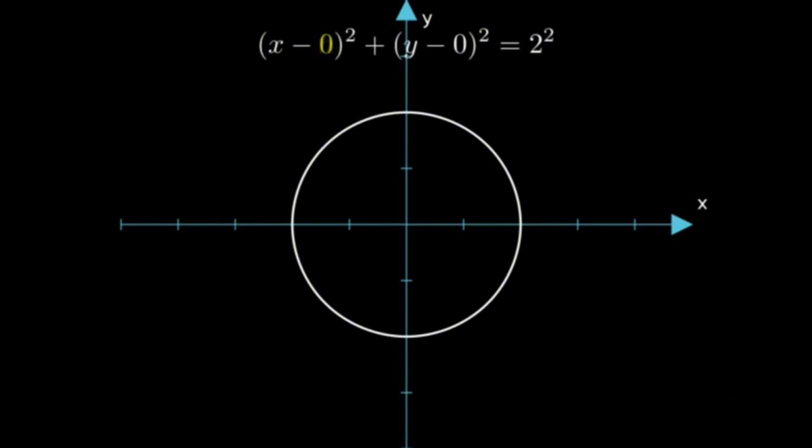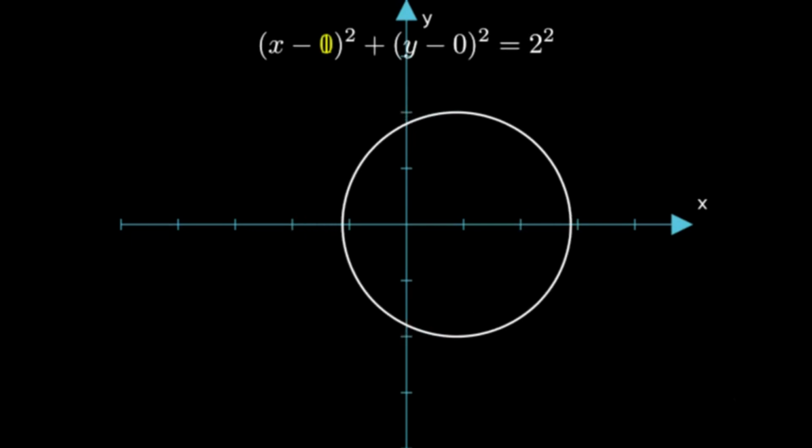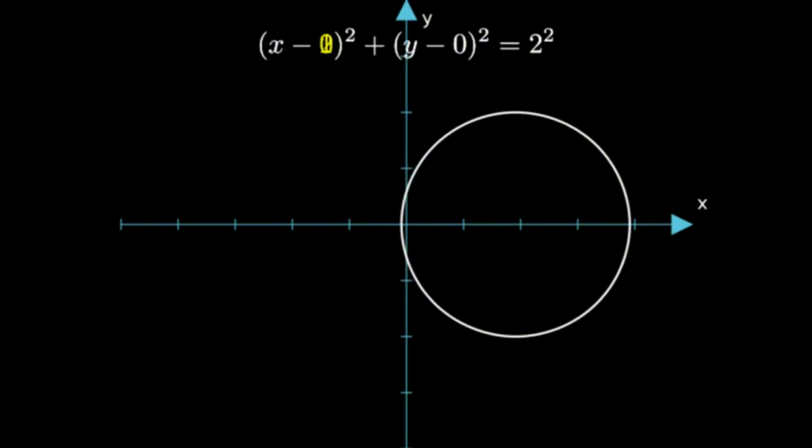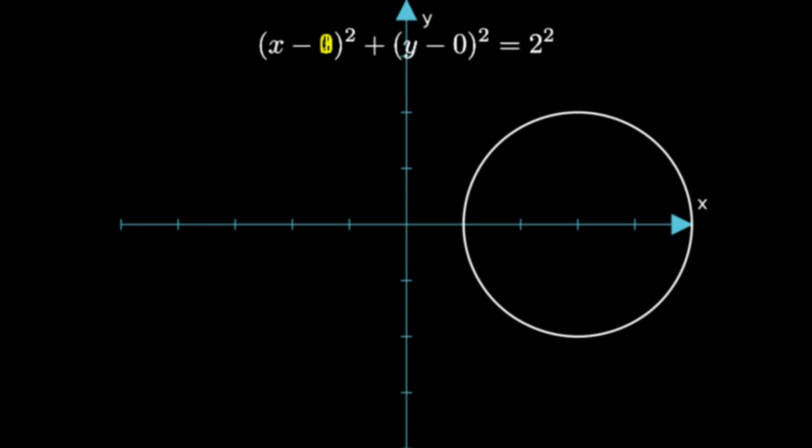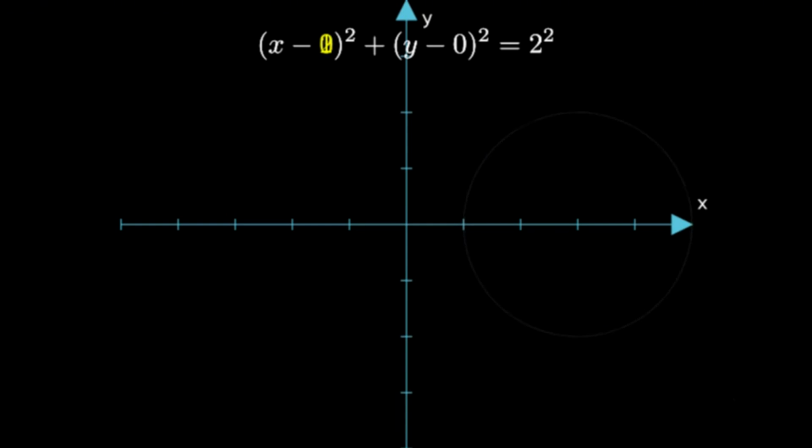Now let's see what happens when we change the h value in our equation. The h parameter controls the x-coordinate of the center. When h is positive, the circle moves to the right, and when h is negative, the circle moves to the left. As you can see, when h increases from 0 to 3, the circle shifts horizontally to the right. This demonstrates how the h parameter directly controls the x-coordinate of the center. Note that the equation changes from x² + y² = 4 to (x - 3)² + y² = 4, reflecting this rightward shift of 3 units.